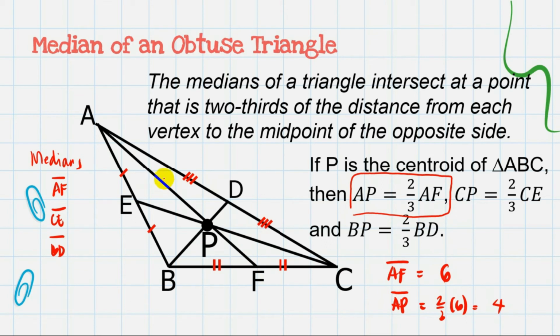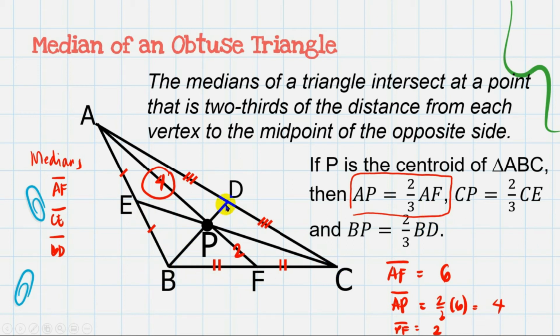So, that means line segment AP is 4, and line segment PF, which is from the centroid to the midpoint, is again half of this. So, what is half of 4? That is 2. So, that is 2. And we will do the same for the other medians.